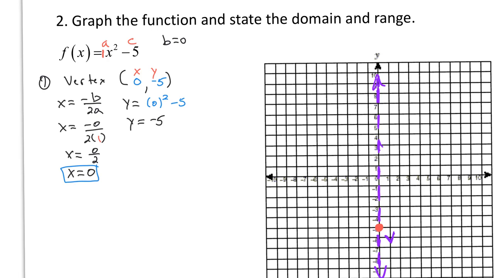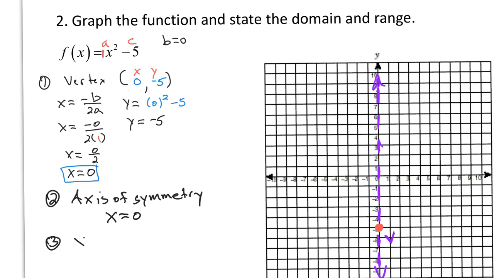Now let me put step 2, axis of symmetry. My equation of the axis of symmetry is the same x value as your vertex. So you look at the vertex up here, and x equals 0. We actually have it here. So my equation of the axis of symmetry, x equals 0. Now we can go to step number 3.